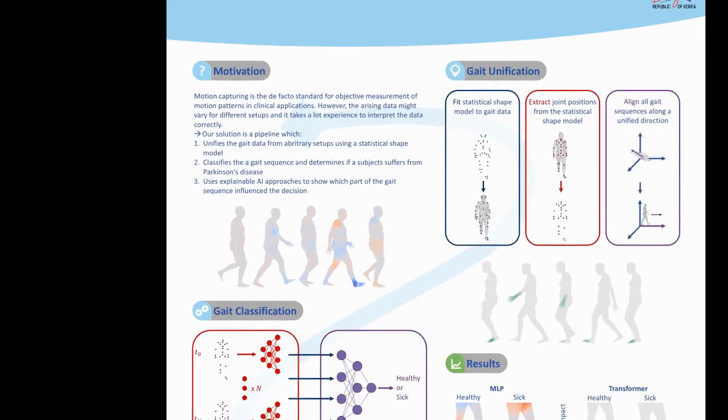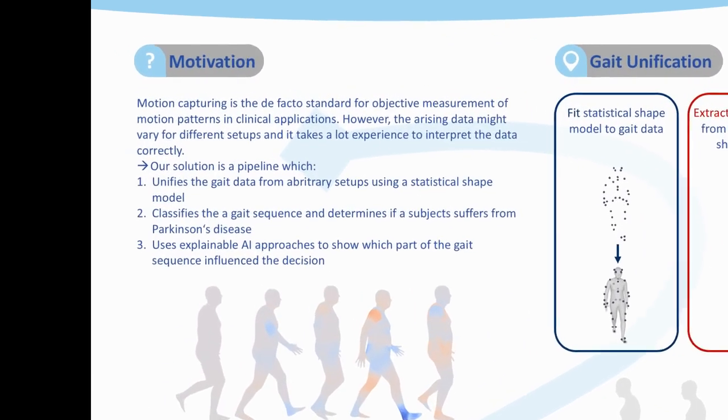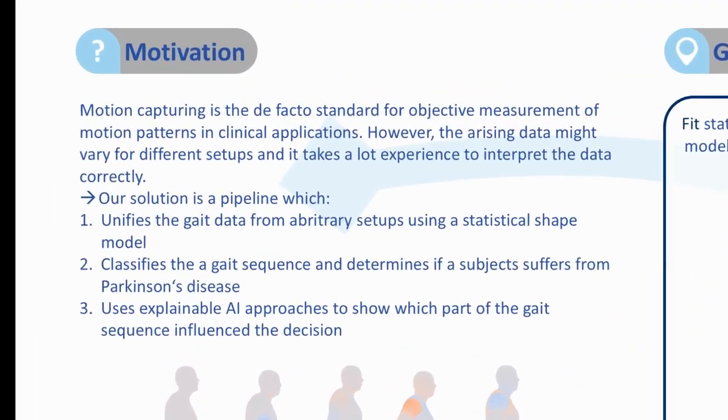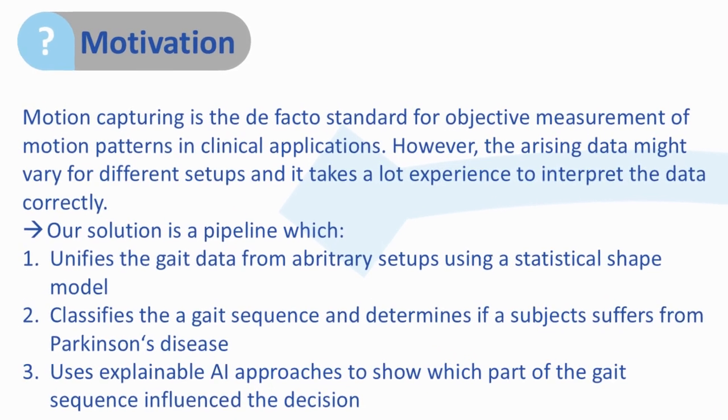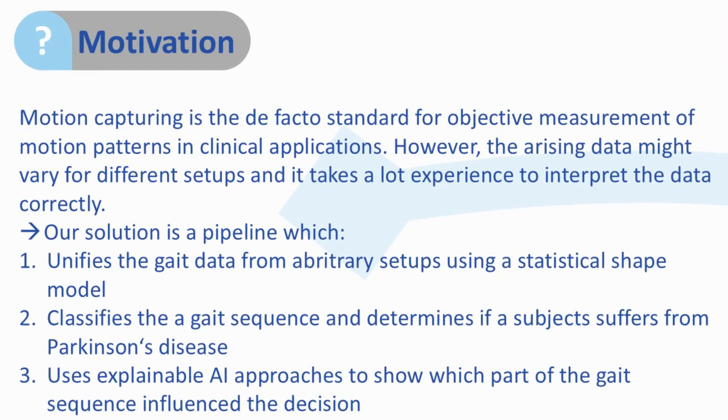Gait analysis using motion capture is commonly employed in clinical settings to aid diagnosis. However, challenges arise. For many neurological diseases, such as Parkinson's disease, early symptoms are often subtle, requiring extensive experience.